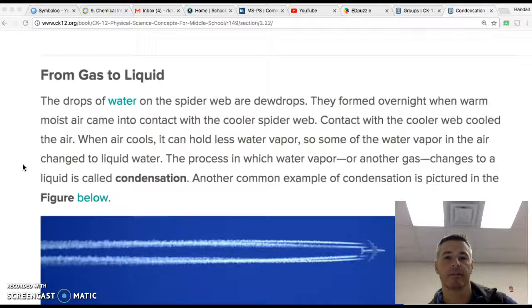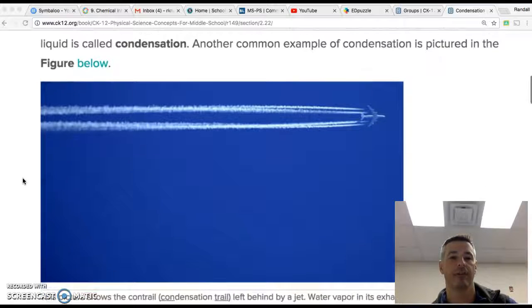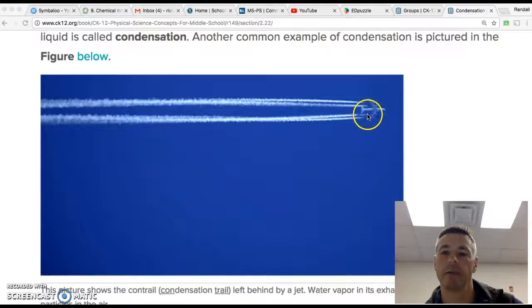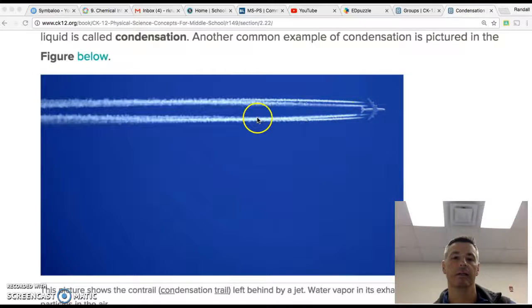The process, now here's the definition basically of condensation. The process in which water vapor or another gas changes to a liquid is called condensation. Another common example of condensation is pictured in this figure. So you've seen this, and you can look tonight after school. Check out a big aircraft, and behind it, it looks like smoke. Well, some of this is smoke, but most of it's not. Most of it is a result of the science process of condensation.